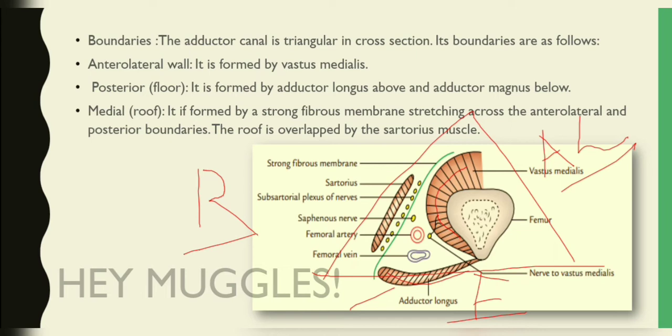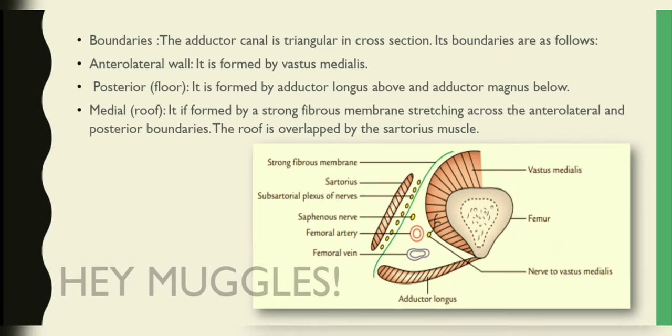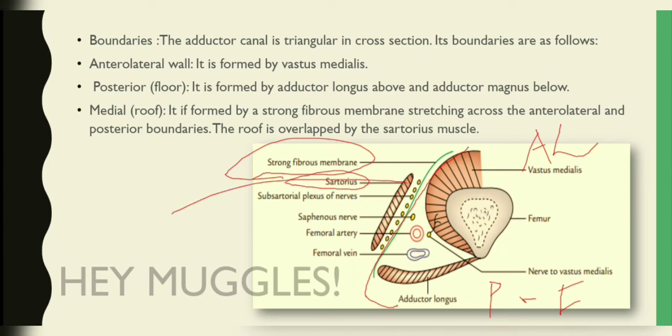Then we have the roof. The roof is formed by a fibrous membrane that stretches across the anterolateral and posterior boundary. This is your strong fibrous membrane, the structure in green. It is stretching over your anterolateral boundary and your posterior boundary, that is your floor, and it is overlapped by your sartorius muscle. This muscle is your sartorius muscle. So this was about the boundaries of adductor canal.